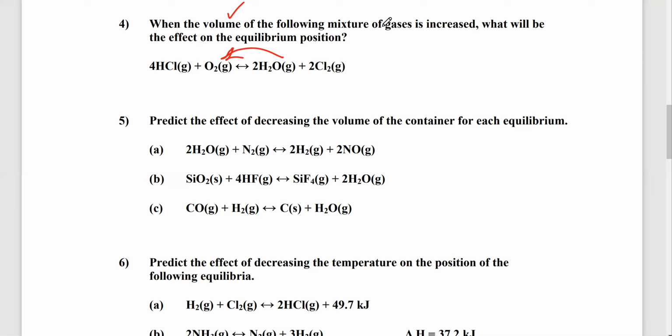Yeah. Okay. The effect of decreasing the volume of the container, that's basically you increasing pressure, right? It's going to go to the side which has less gas this time. So the first one is going to go to the left. And the second one is going to go to the right, and the third one is going to go to the right as well.